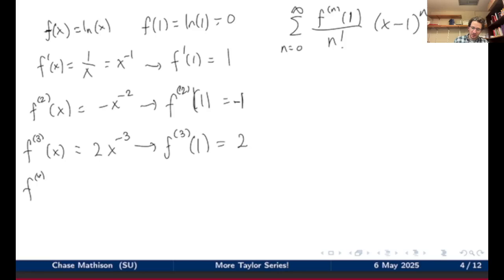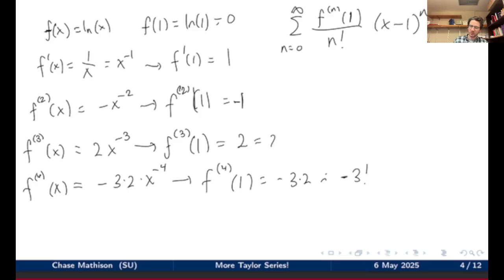The fourth derivative of f of x is minus 3 times 2, which is 6, times x to the minus 4. So the fourth derivative of f at 1 is minus 3 times 2. And there you might say, oh, that's reminding me of minus 3 factorial. This one's 2 factorial. This one's minus 1 factorial. This one's 0 factorial. Seems like we're getting factorials here, but it's alternating. Let's look at the next one just to be sure. If it follows the pattern, we're going to get positive 4 factorial, right?